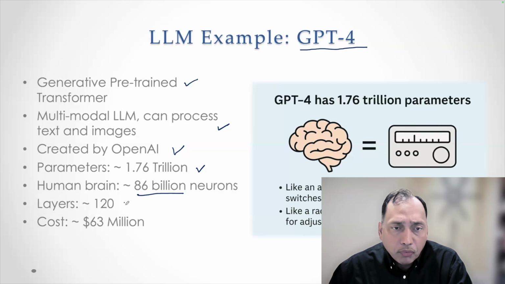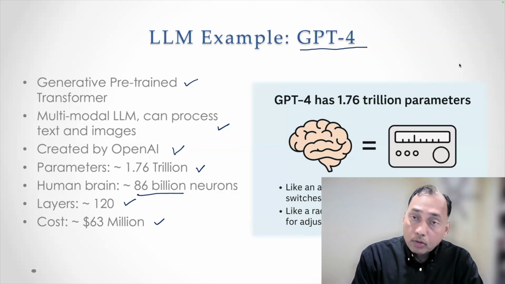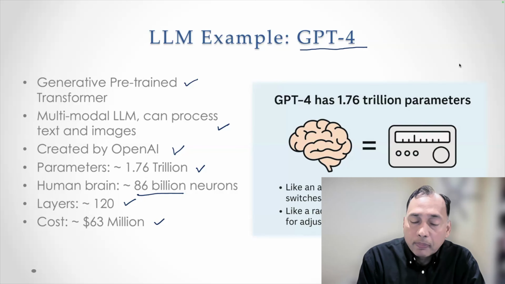So you can control different things like tonality or grammar, or whether you want the language to be soft. So many different things it allows you to customize. It is estimated to have 120 layers. And the cost was about $63 million to train GPT-4. When you need so many GPUs, that is definitely going to be very expensive.